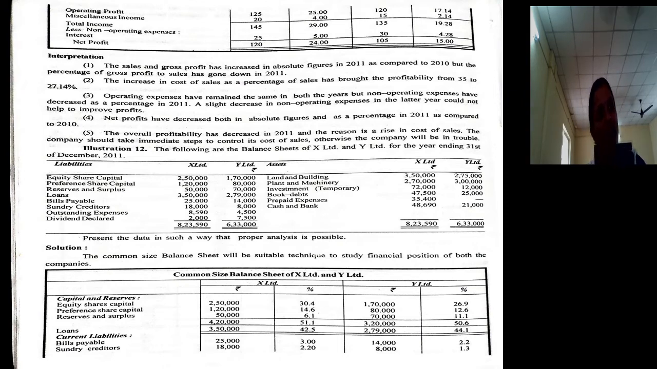When we start solving many problems and look at many interpretations, we'll understand how to interpret. We need to look at the change in sales during 2011 when compared to 2010. It increased, but what happened to cost of sales? Cost of sales increased more than in 2010 during 2011. So gross profit got reduced. Operating expenses increased, but non-operating expenses decreased. That is not sufficient to improve the profit because cost of sales increased like anything. So overall profitability got reduced.